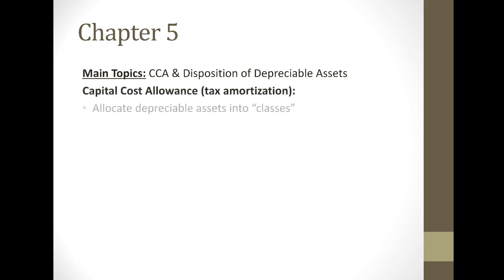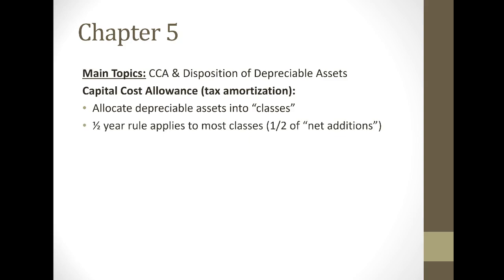Now with capital cost allowance, we have to allocate the depreciable assets into classes, and each class has a different CCA rate. Now, the half-year rule applies to most classes. What the half-year rule says is that in the year that you acquire assets, 1/2 of what we call the net additions is not subject to CCA. Now, net additions is basically the excess of any additions to that CCA class deducted by any dispositions. Now, 1/2 of that amount, once again, is not subject to CCA in that first year.